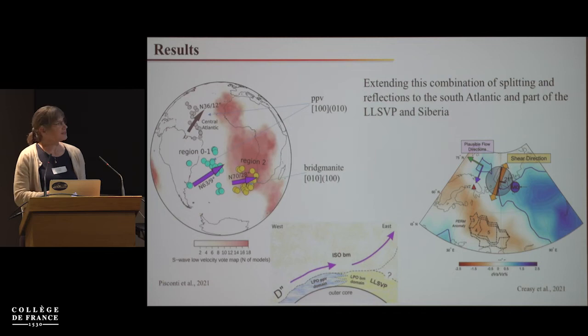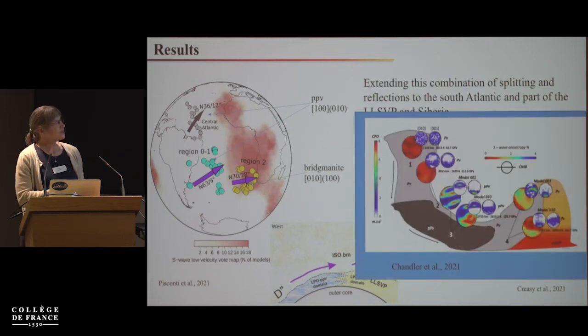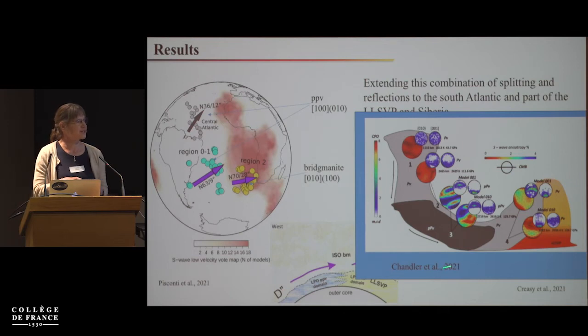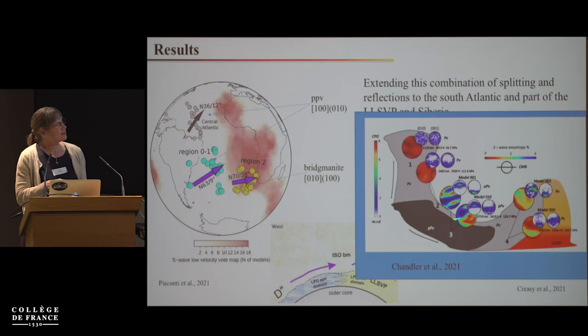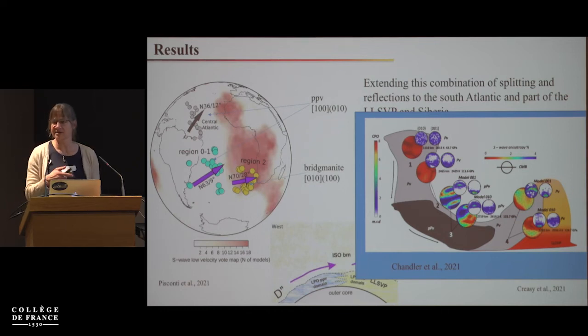And that, interestingly enough, works very well with a recently published paper by Chandler and co-authors, where we have a very similar result here outside the LLSVP, that there has to be post-perovskite, and inside the LLSVP there seems to have to be Bridgmanite. This is a different slip system, and we need to try the slip system as well in our calculations.